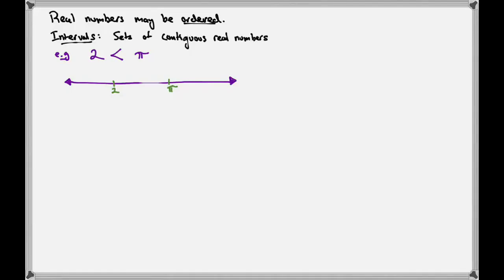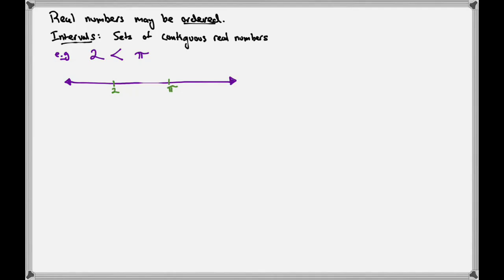The real numbers are an ordered set. What this means is that we can take two different real numbers and compare them. We can look on the real number line and see that one is less than the other one and make some comparison between them. For example, if I compare 2 and pi, 2 is less than pi because 2 is to the left of pi on the real number line.